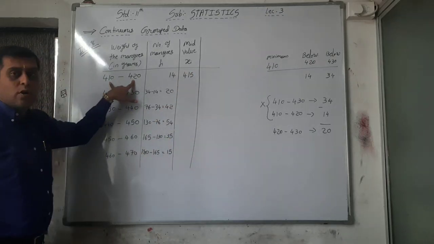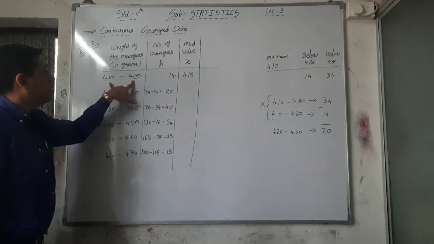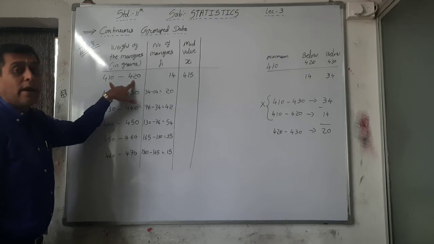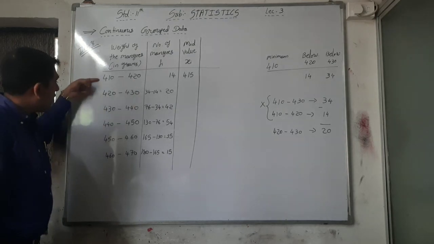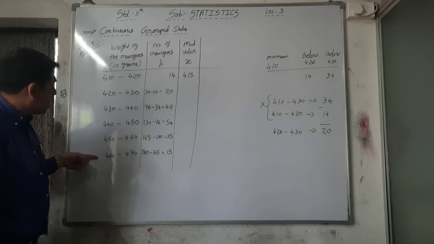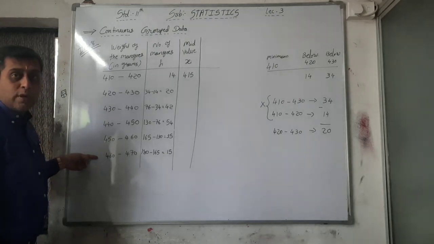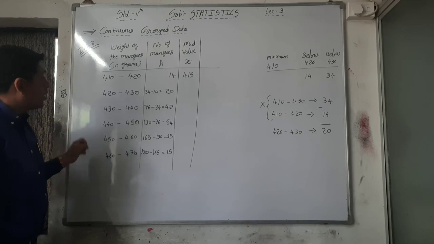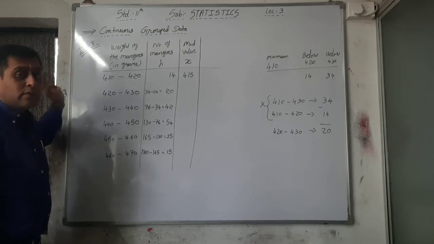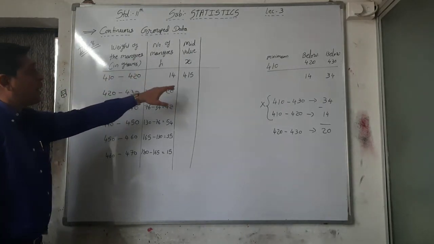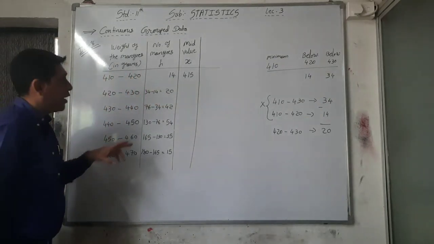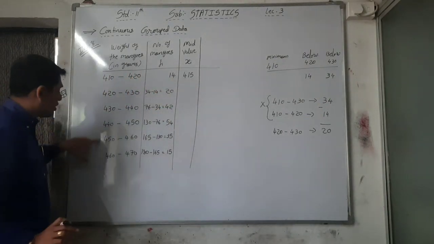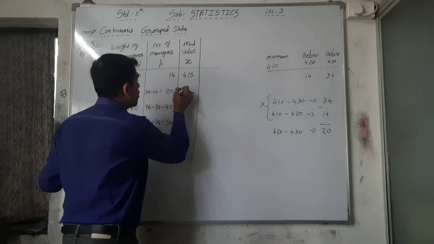410 plus 420 divided by 2, that is 415. And now see, the class interval is equal here. So I told you in my last sum that whenever the class interval is equal, you just have to add that class interval to the mid value and you get the next mid value. Here the class interval is 10, so you just have to add 10.